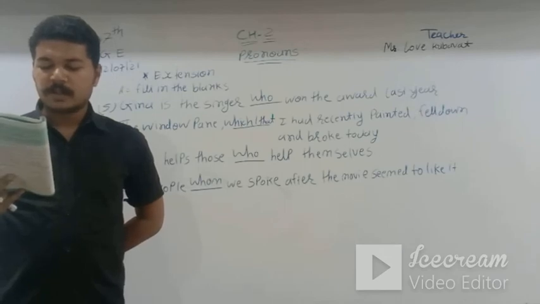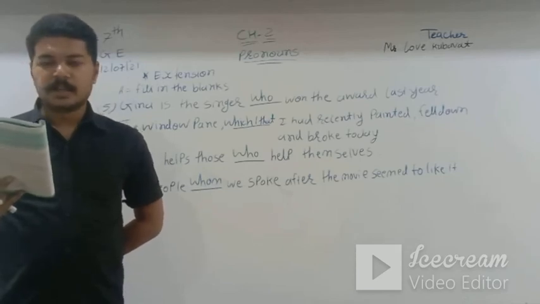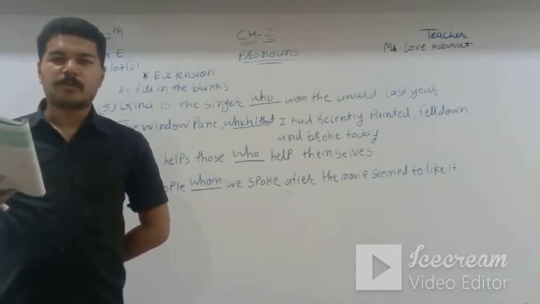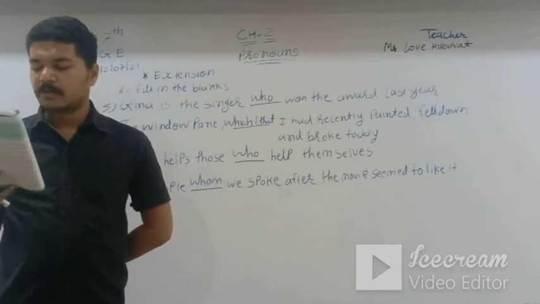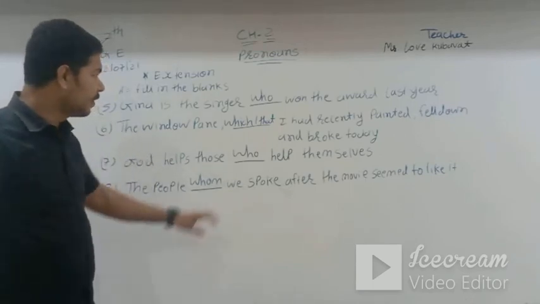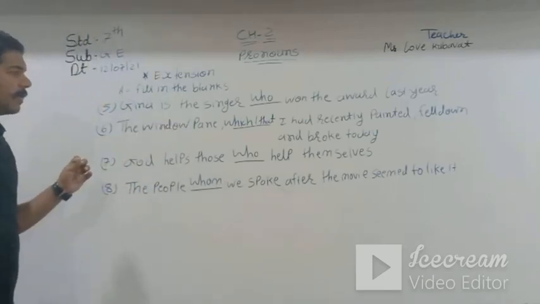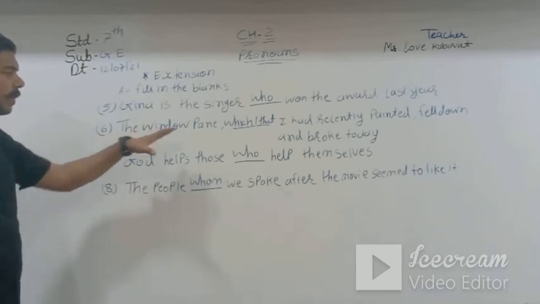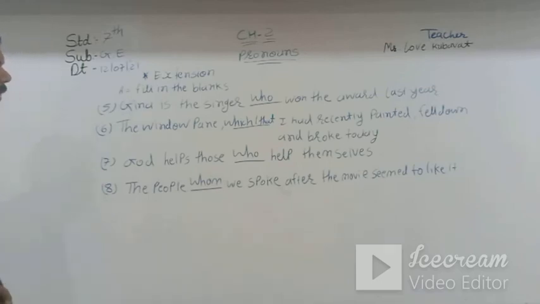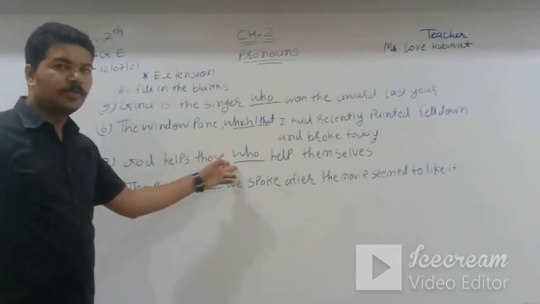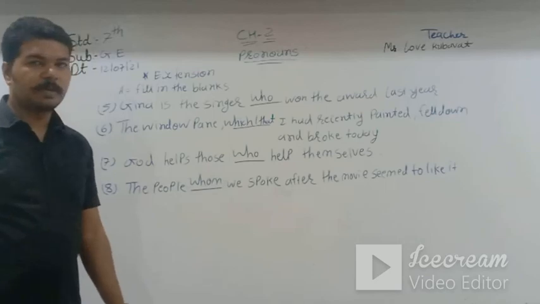Six, the person about blank I had been talking and stood right behind me. The answer is whom. Who and whom are related to a particular person. Gina is the singer blank won the award last year. The answer is who. The window pane blank I had recently painted fell down and broke today. The answer is which and that. Seven, God helps those blank help themselves. The answer is who. Eight, the people blank we spoke after the movie seemed to like it.